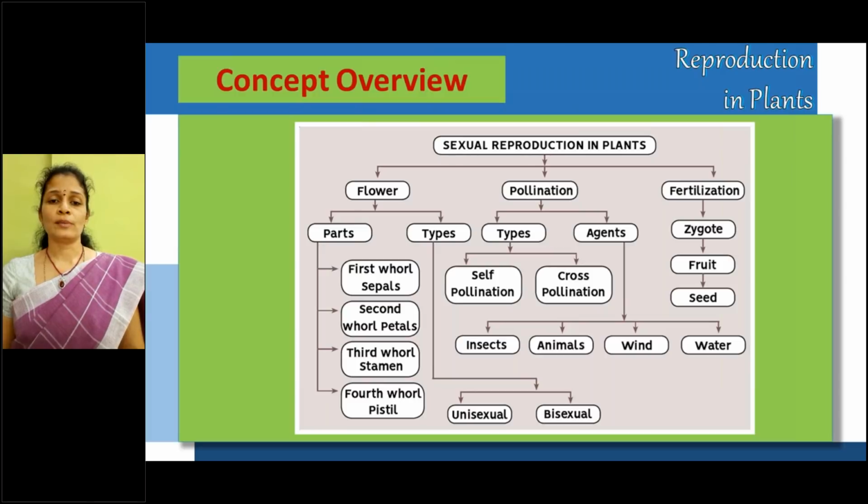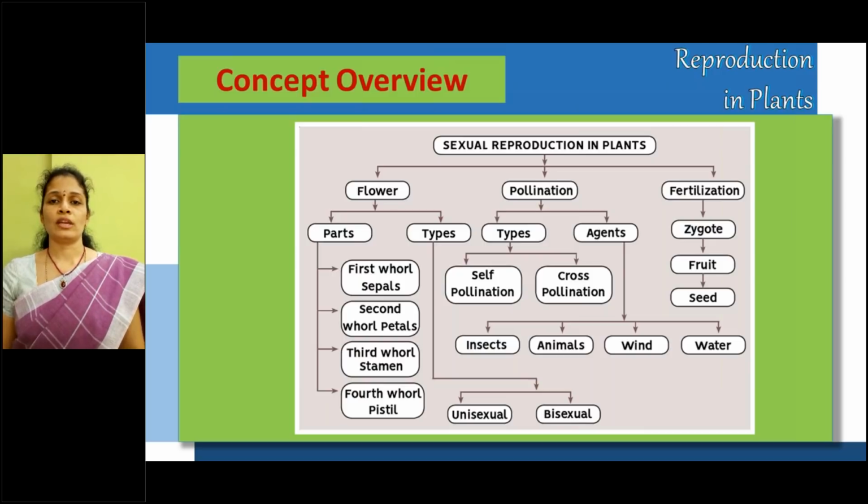Now there are 2 types of flowers. What are the 2 types? Bisexual flowers and unisexual flowers. What are unisexual flowers? Unisexual means we have learned that either the male or female reproductive part is present in these flowers. Such flowers are called unisexual flowers.